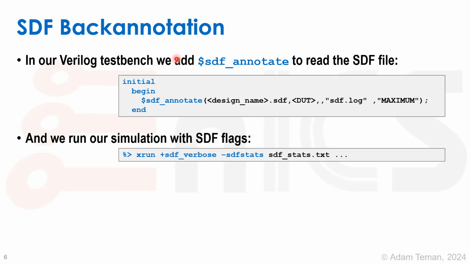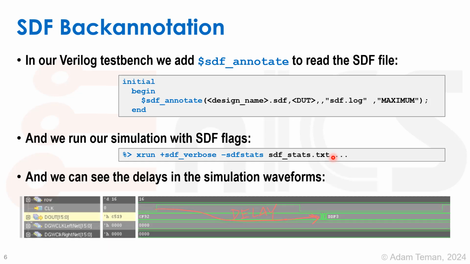Then we run our simulation with the SDF flag. So at xrun, we add this plusSDF_verbose and minus sdf_stats and give a file name, and that's going to write out a lot of data, report a lot of things about the SDF, and the statistics are going to be written in a different file.